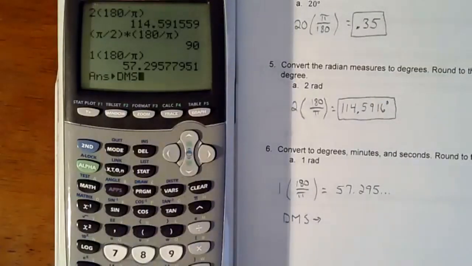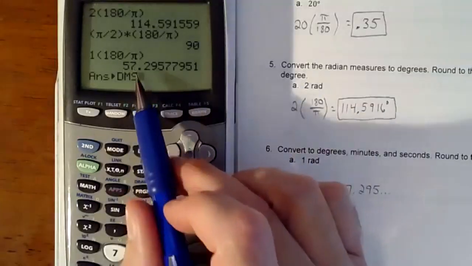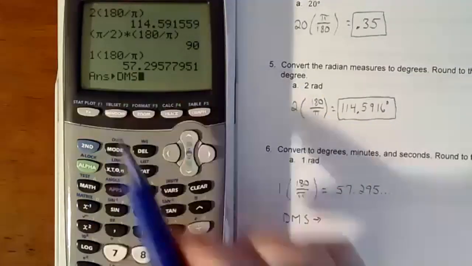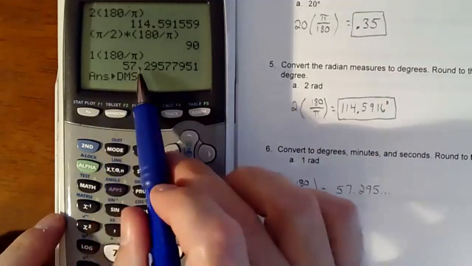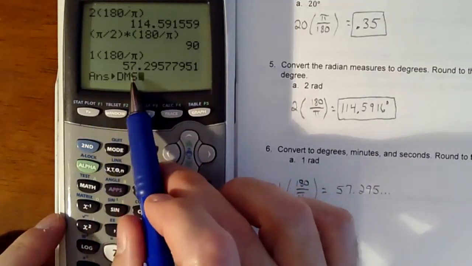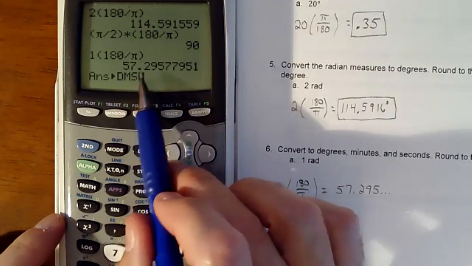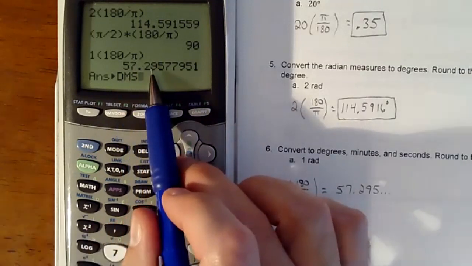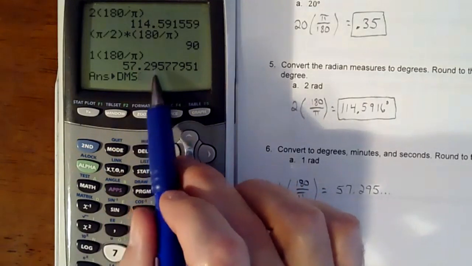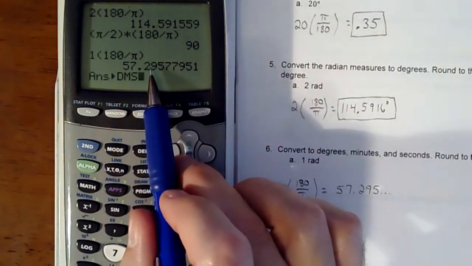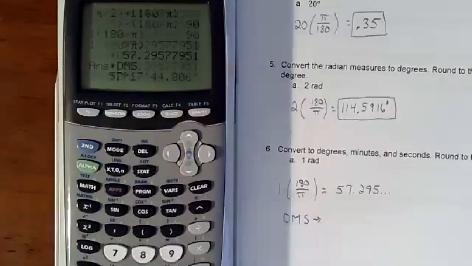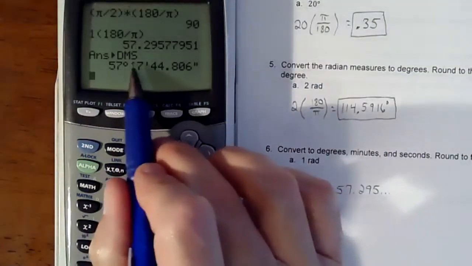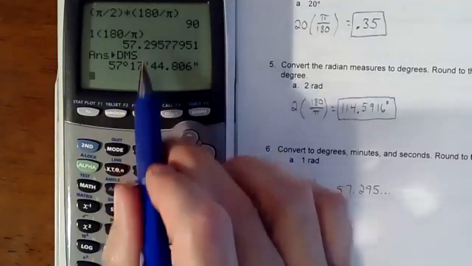Okay, so notice I didn't have to highlight. I didn't have to do anything like that. Basically, as long as I didn't press any number or any operation, it's going to automatically take my prior answer and convert it into degrees, minutes, and seconds. So it's going to take this 29.29, which is about a quarter, which is about 15 minutes, and then some change to it. So there's your about 15 minutes because it's about a quarter of an hour.